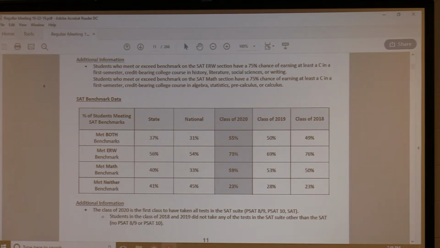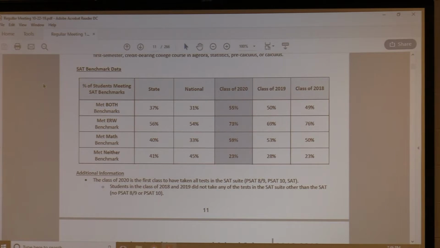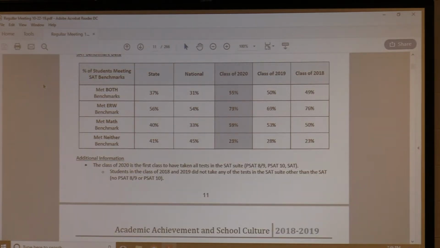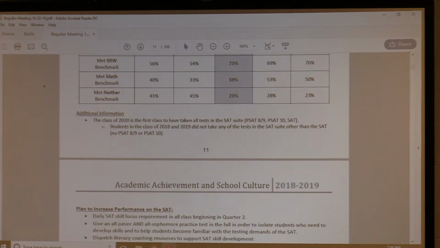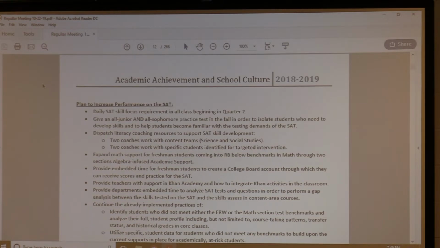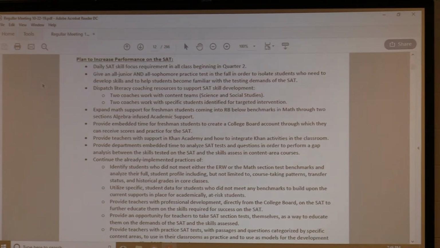When you take a look at some of the plans that we have to increase our performance on the SAT, the Leadership Council and I, which is our building administration and our instructional coaches, have talked all of first quarter about a very conscious, purposeful, intentional SAT focus across the board in all of our classes, in terms of what we are doing in our fine arts classes and our world language classes. How are those skills translating to supporting our students being college ready?